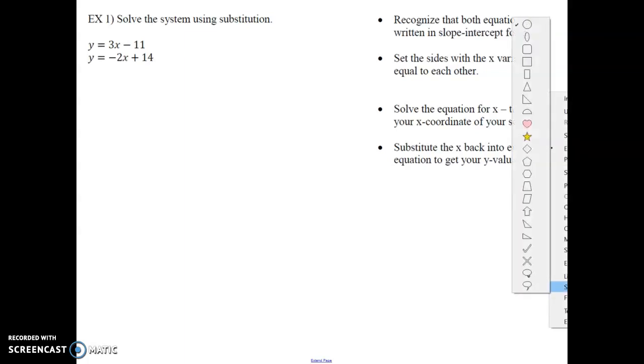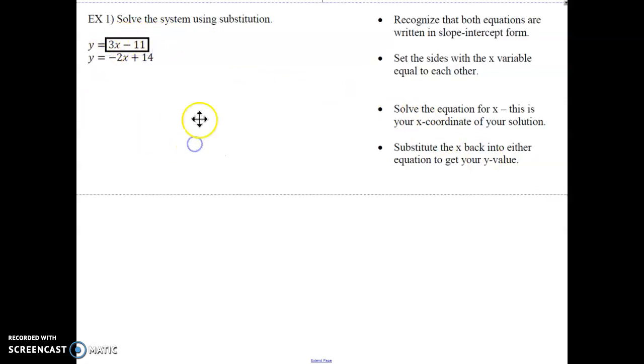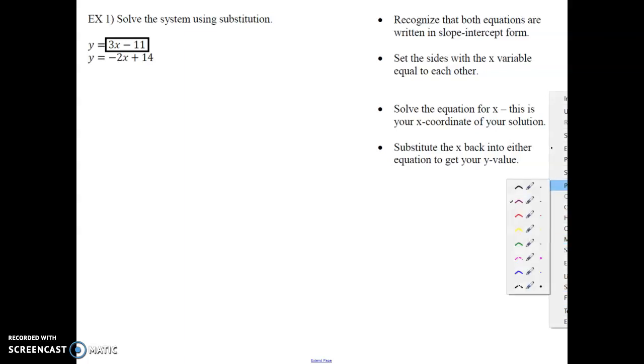So here's what we're going to do. We are going to start with this first problem. And anytime you have an equation that has a y equals or an x equals, you can take the part that it's equal to and put it in place of the other y. So I'm going to take this and put it down here. I'm going to grab a pen. Okay, so I'm going to take that 3x minus 11 and replace the y. So in place of that y, we're going to do 3x minus 11.